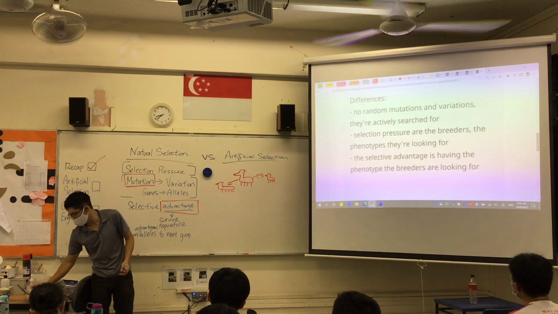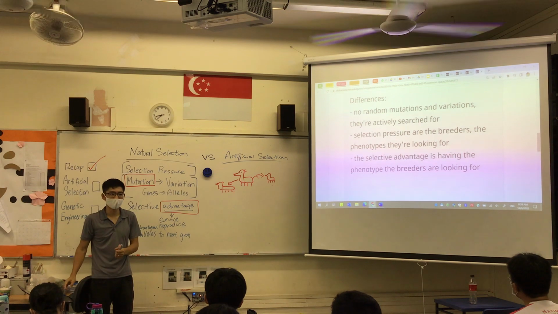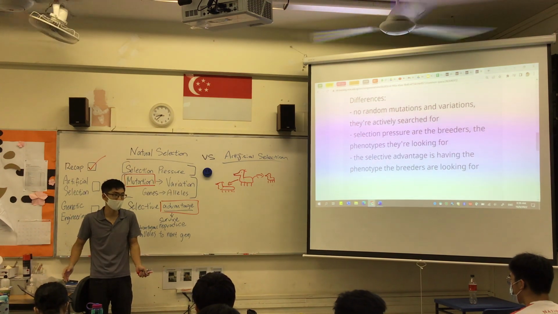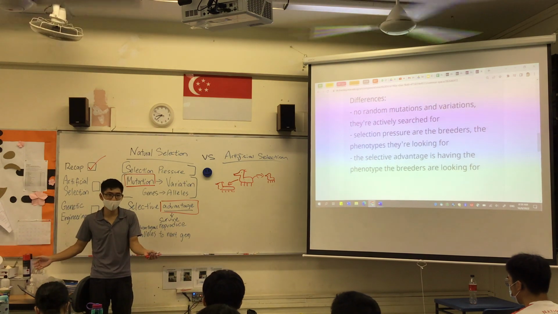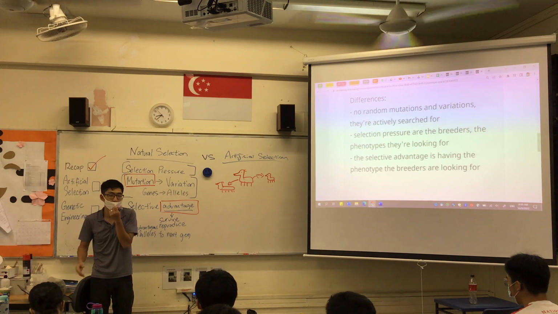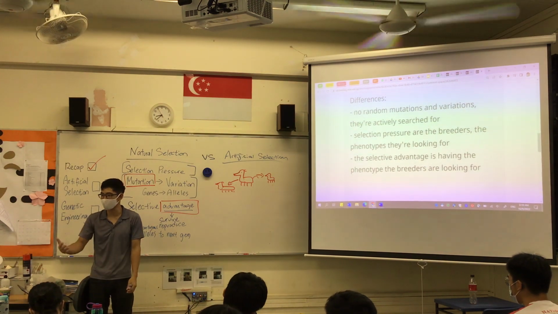Selective advantage is having the phenotype the breeders are looking for. That's true. And we look for the most random of things. You see the breeds of dogs that exist. Some of them, I don't know how they can still exist if left in the wild. In fact, if you put them back into the wild, maybe natural selection will beat them out.